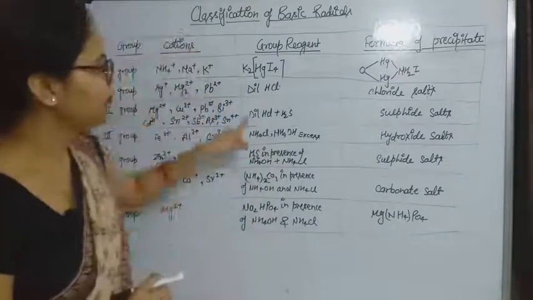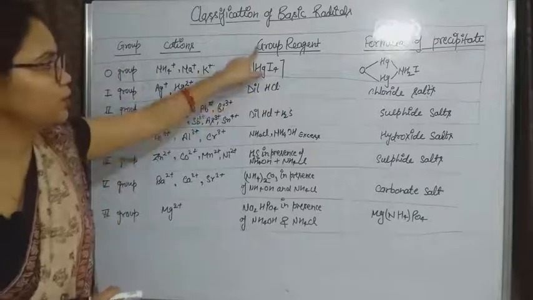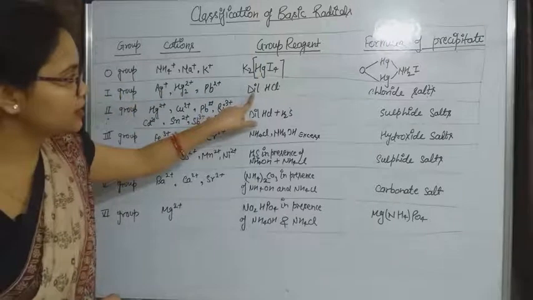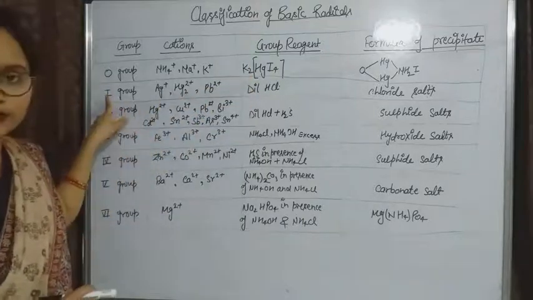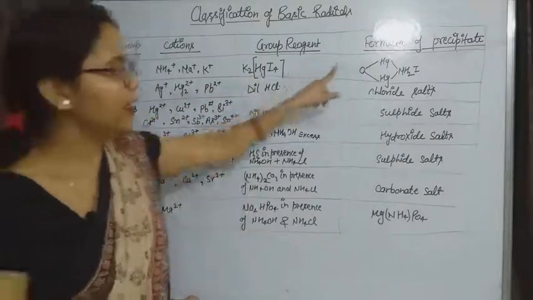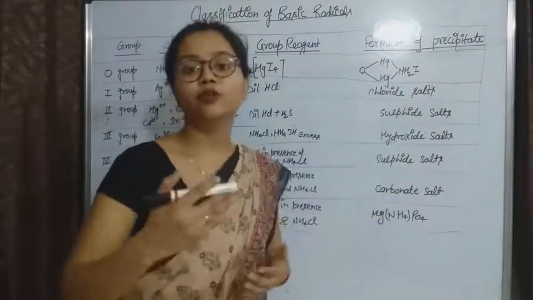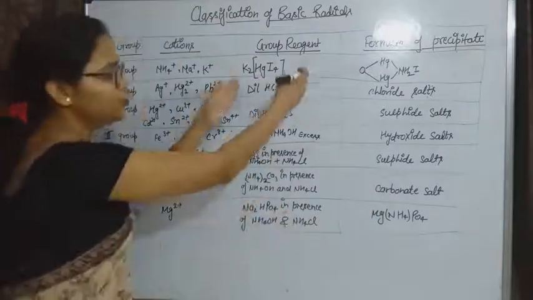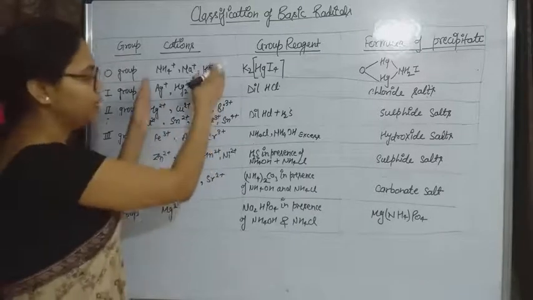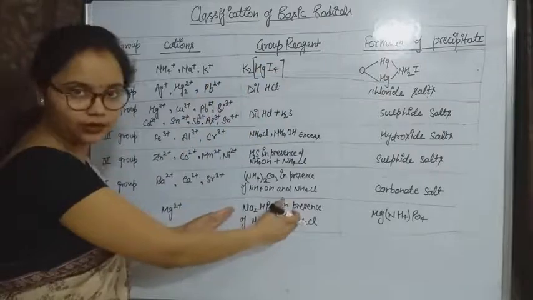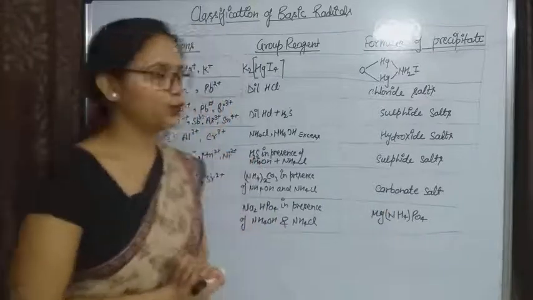For example, by using this chemical we can detect the presence of 0 group, so this is the group reagent of 0 group. By using this compound we can detect the presence of first group, so this is the group reagent for first group, and so on. And here I have shown the formula of precipitate, means these are the chemical forms which you are going to obtain after adding these group reagents in the salt solution of these cations. When you take the salt and add the respective group reagent, then you will get these precipitates. So let's start from the 0 group.